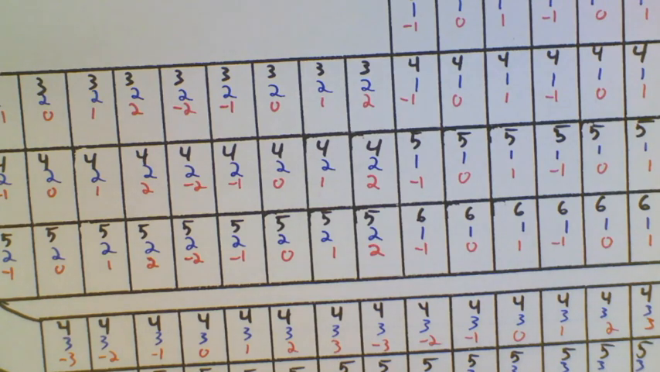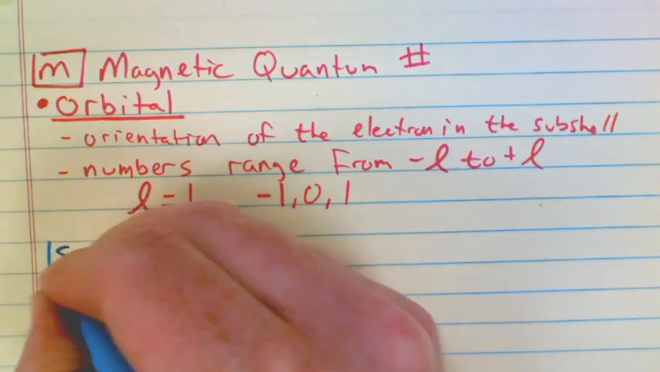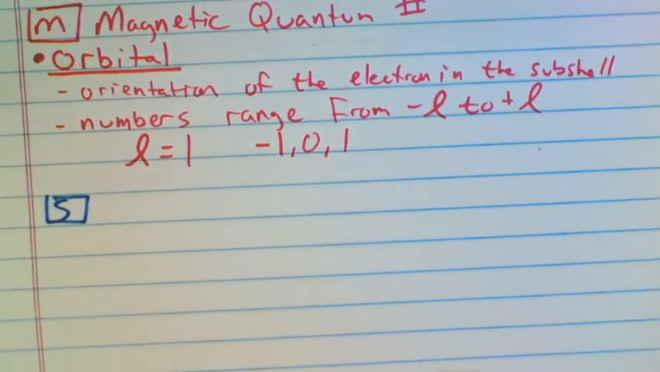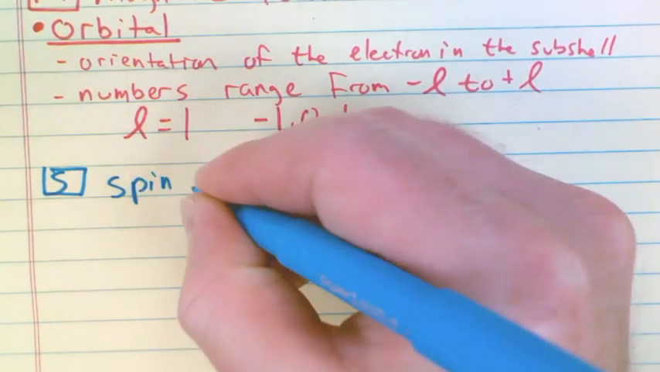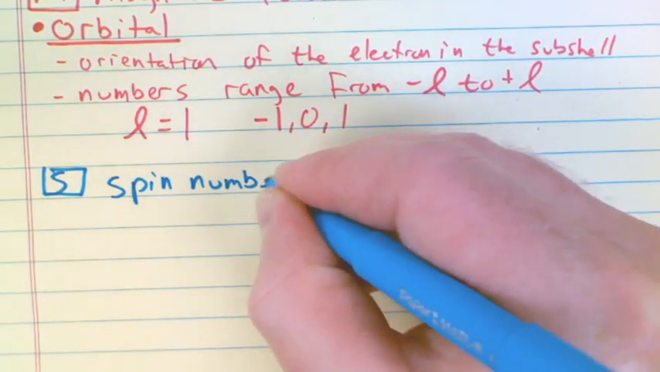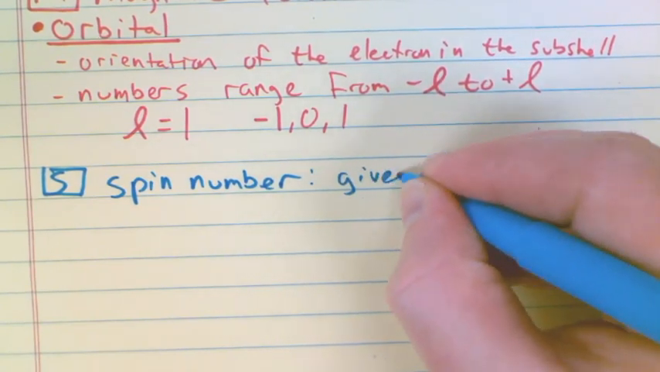Okay, last number. The last value we call the S quantum number, and it's the spin number. And what this does is give the direction of the electron spin.